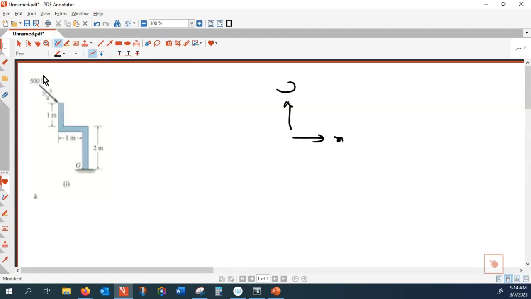Here, first, I break that force into two components, horizontal and vertical. The horizontal is 500 multiplied by 4 over 5, and the vertical is 500 times 3 over 5. So this becomes 400, and that becomes 300. Everyone happy with that? Okay.